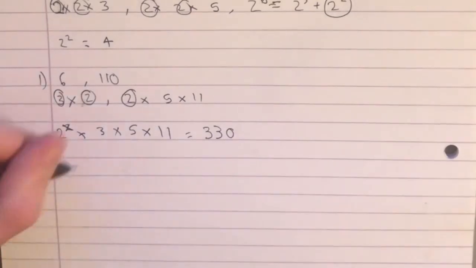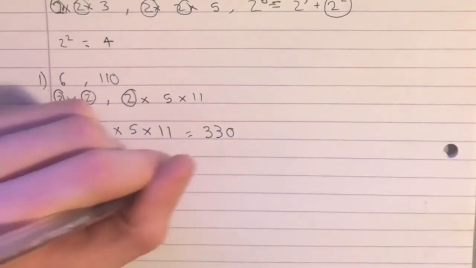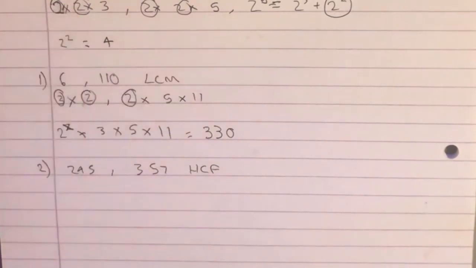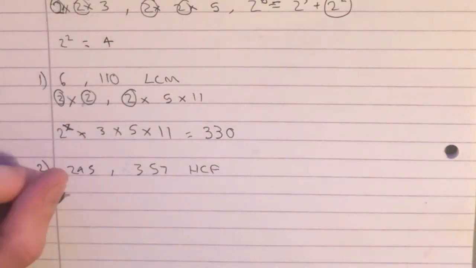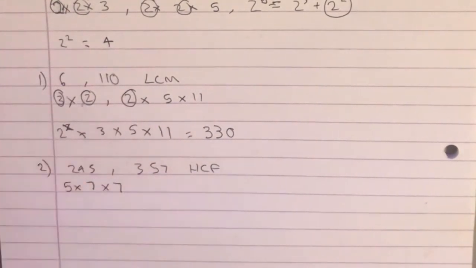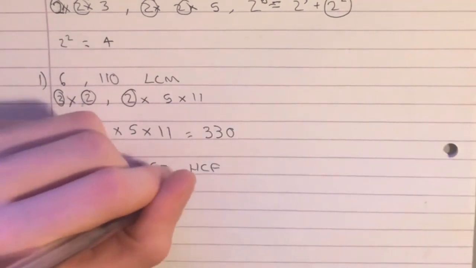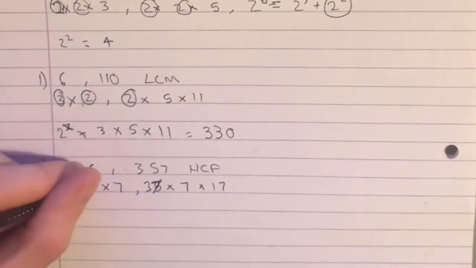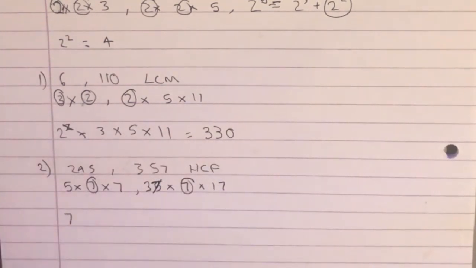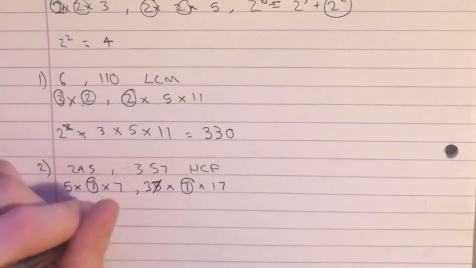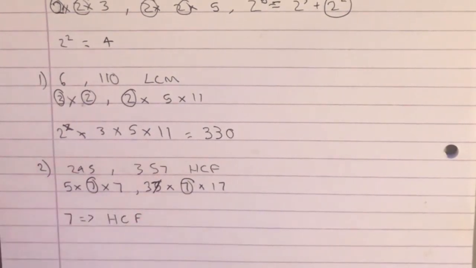What is the highest common factor of 245 and 357? So the prime factors of 245 are 5 times 7 times 7, and 357 is 3 times 7 times 17. Only 7 is in both lists at the same time, so it would be 7 on its own with no multiplication. Therefore, the highest common factor is 7.